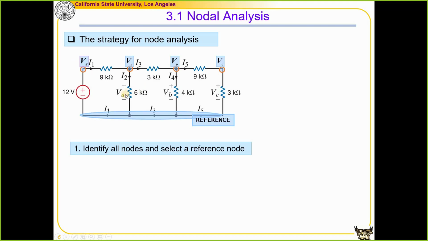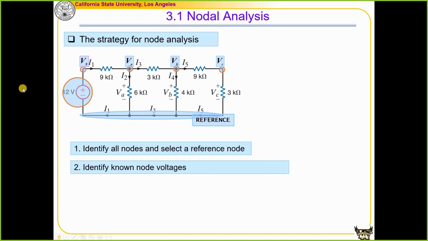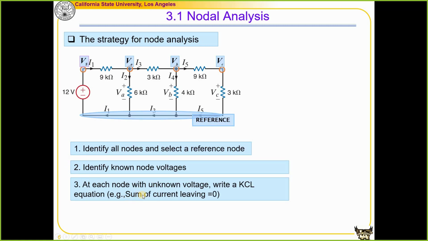And similarly, since this VA is already given, if we pick this node as reference, we can call this nodal voltage VA. Similarly, this is VB, and this is called VC. So we maximize the utilization of the variables given in the problem to label all the nodal voltages. The second step is to identify the known nodal voltages. We already did that, so we can combine the first two steps together. And then the next step is at each node to write a KCL equation.